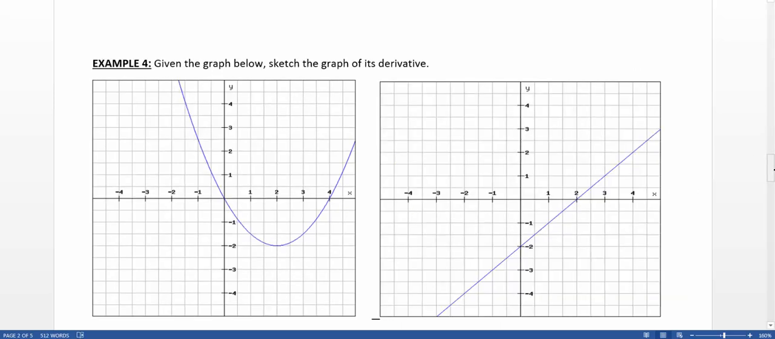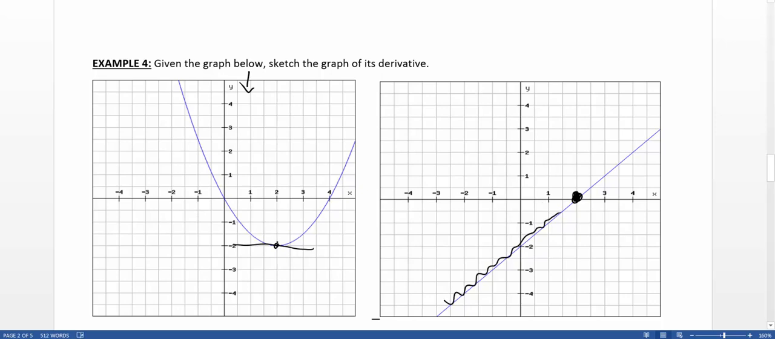Example 4. Given the graph directly below, sketch the graph of its derivative. So again, we said that we're going to have a horizontal tangent line right at x equals 2. That's where we changed from increasing to decreasing, so we have a 0 there. We said we were decreasing from -2 to 2, which means we should be below the x-axis. We should be negative, which we are here. So decreasing in the original means negative in the derivative.